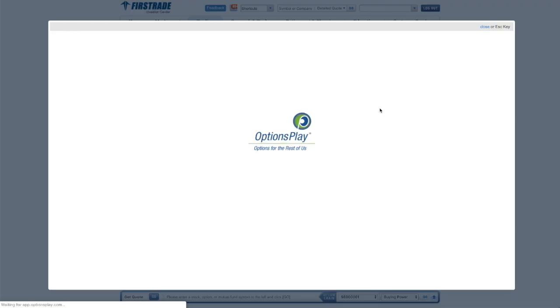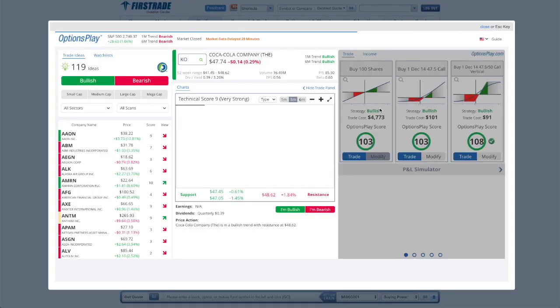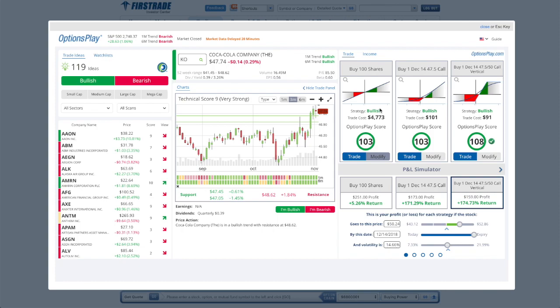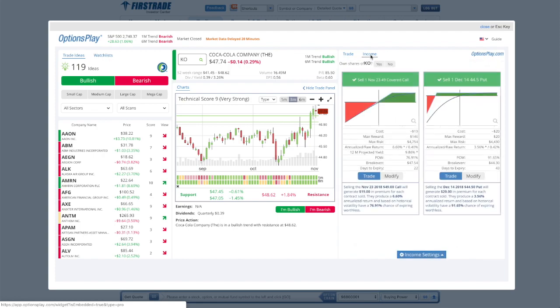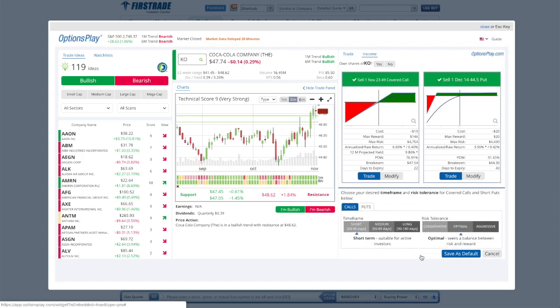For those of you that are looking for other types of strategies beyond just trading strategies, such as covered calls and cash secured puts to generate income, we have a specific tab dedicated just for that. When you hit the income tab, you'll see 2 strategies, a covered call and a short put. These 2 strategies are actually driven off of personalized settings that you can create using the income settings tab. You can set both calls and puts independently of each other.